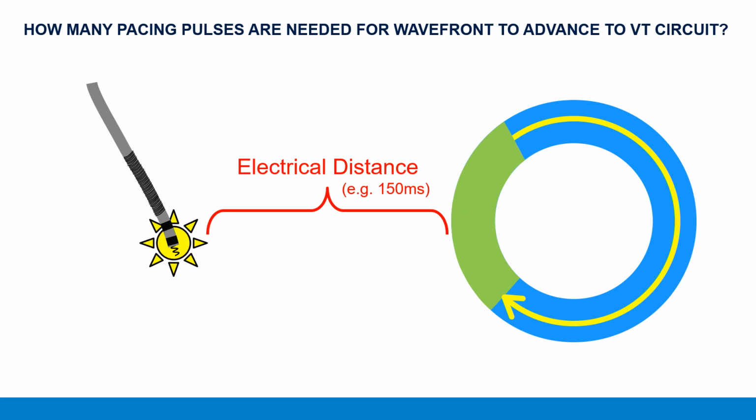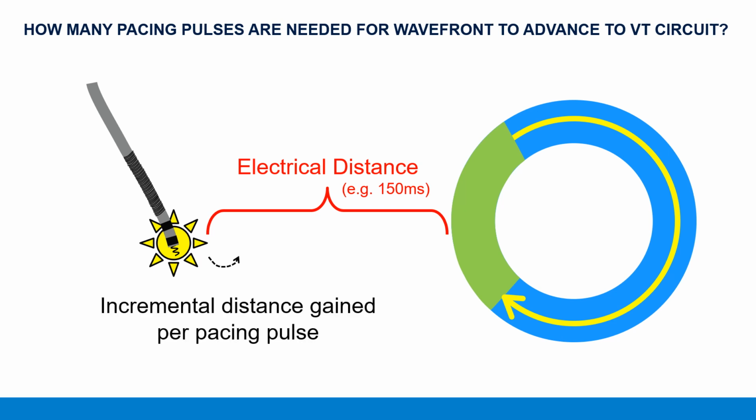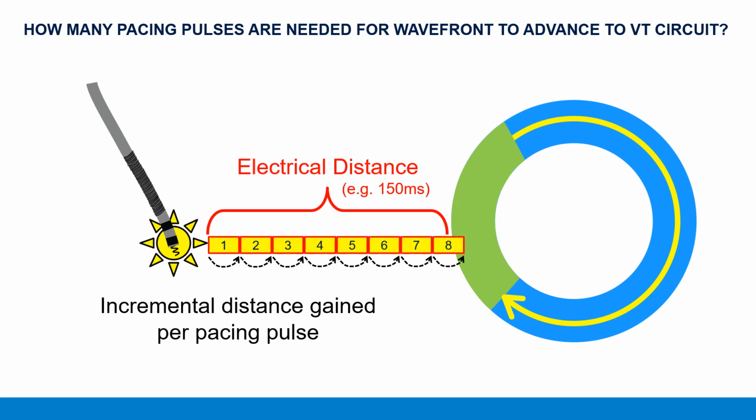And it's going to depend on how much distance we gain with each pulse, how many pulses it will take in order to traverse that distance. So for example, if this represents the incremental gain that we have achieved with one pacing pulse, then it's going to take this number of pacing pulses to add up to that electrical distance between the lead and the circuit in order to enter the excitable gap.